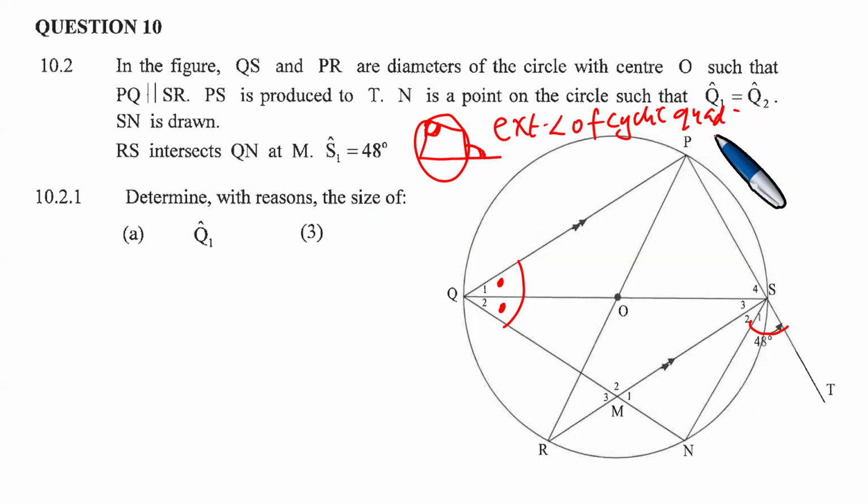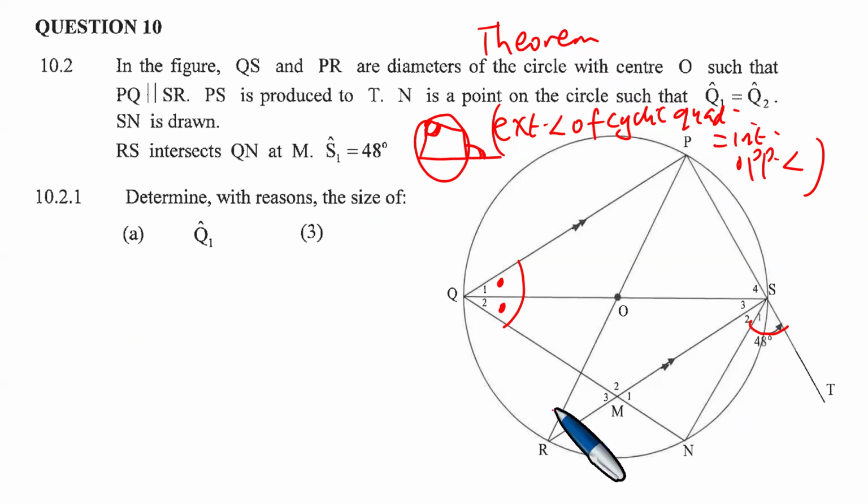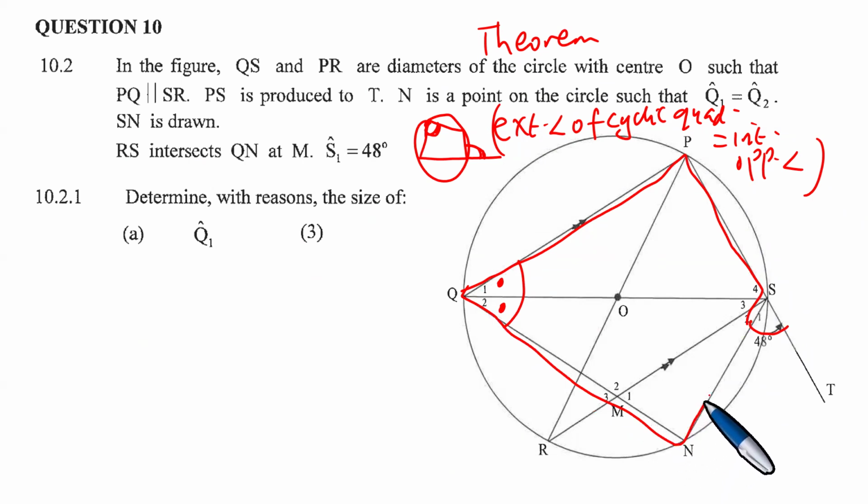Exterior angle of cyclic quad equals interior opposite angle. It's a theorem, or a law, and that is what the examiner wants us to use, because we are seeing a cyclic quad here that goes around like this. They've given us this angle here, an angle that sits inside the circle there.